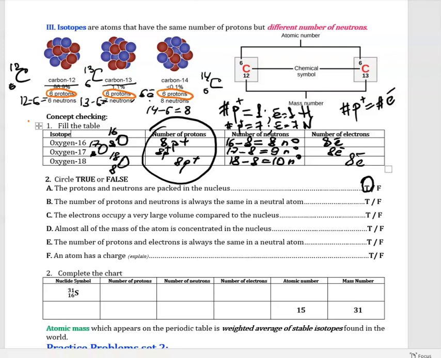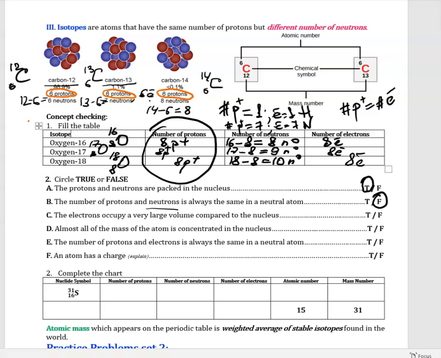Okay. B. The number of protons and neutrons is always the same in a neutral atom. And you can see it's not actually true, because the number of protons is the ID for an atom, it defines the atom. But the number of neutrons can be different, as you can see here for carbon and for oxygen, for their isotopes. So no, it is false.